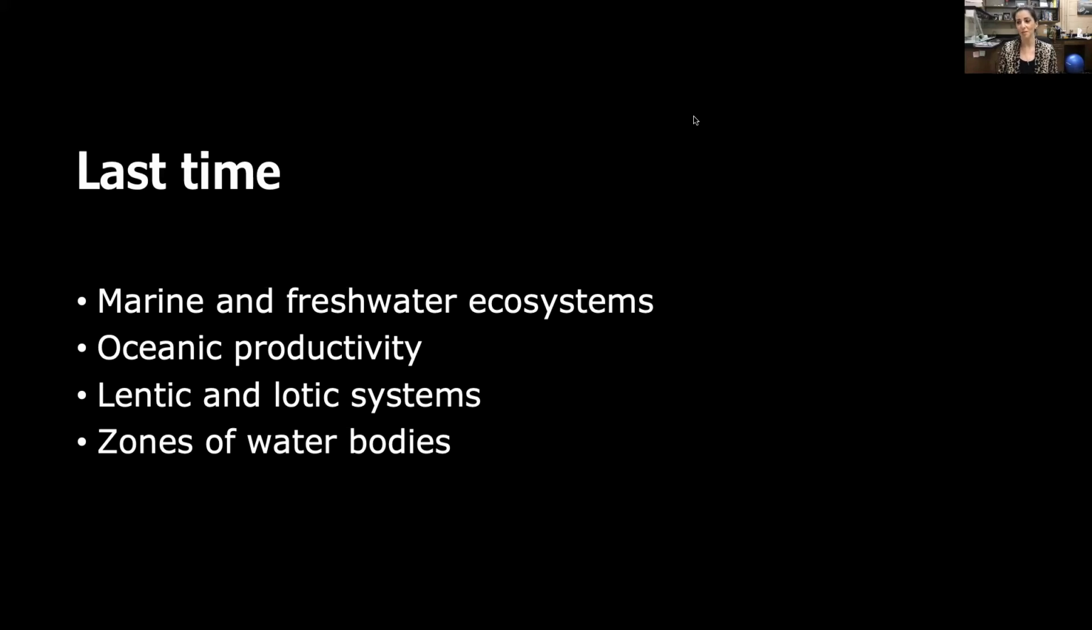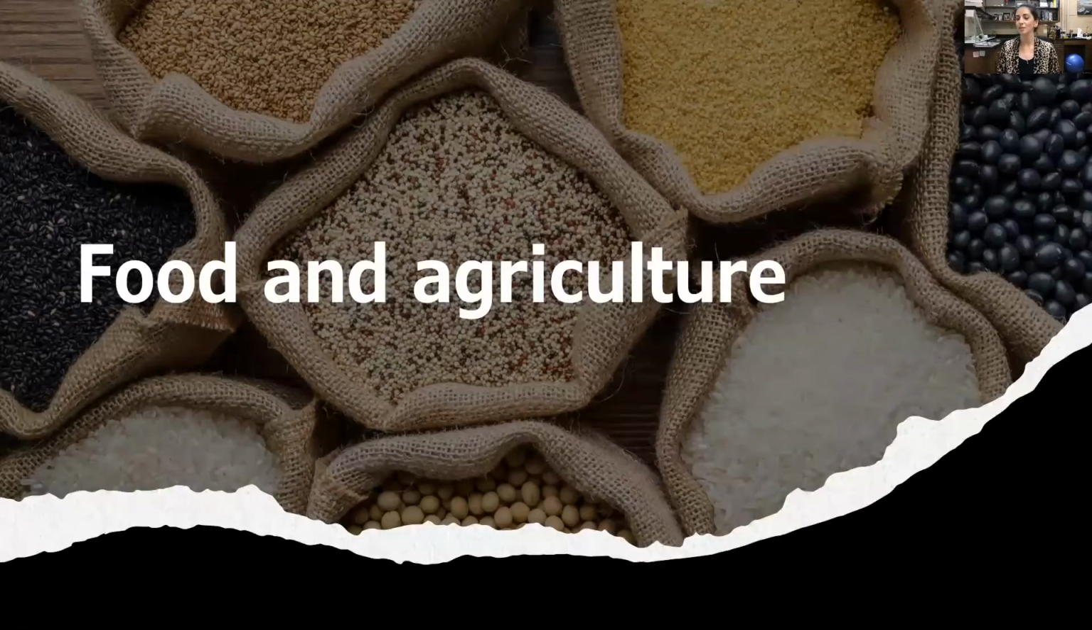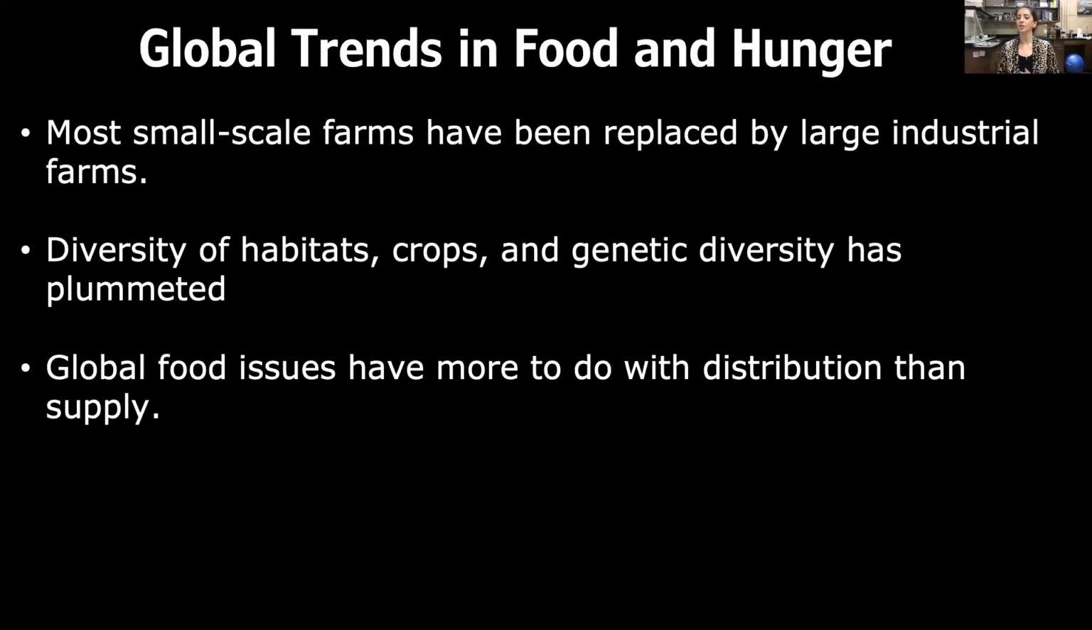Last time we talked about marine and freshwater ecosystems, ocean productivity, both lentic and lotic water ecosystems, and zones of freshwater bodies. Today we're going to discuss food and agriculture. The first thing is global trends in food and hunger.